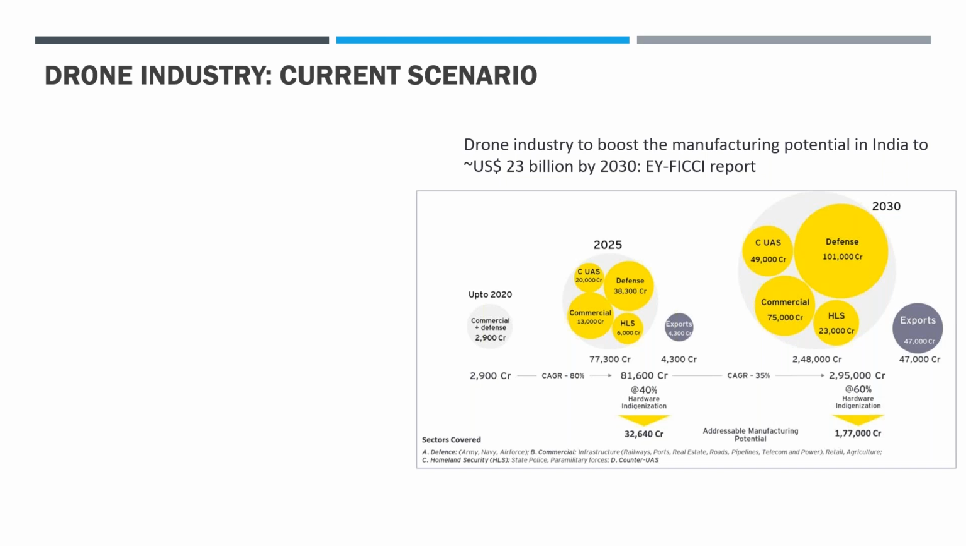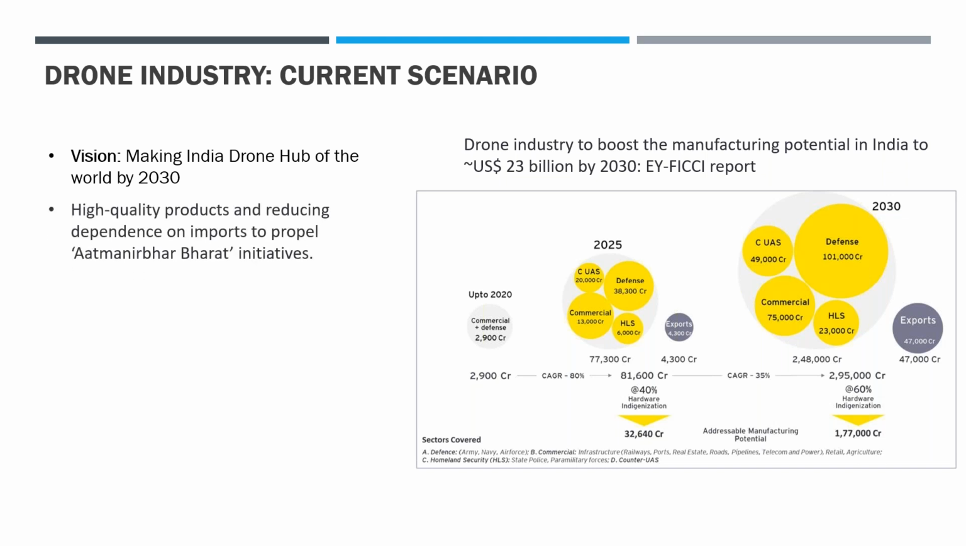So this is how the growth has been projected. For achieving this growth, there should be a vision. So the PM has his vision for making India the drone hub of the world by 2030. The Ministry of Civil Aviation is also working towards this goal, and all the other ministries are also supporting it to make this happen. That is why we now have the Atmanirbhar Bharat initiative, that we need to produce in-house.